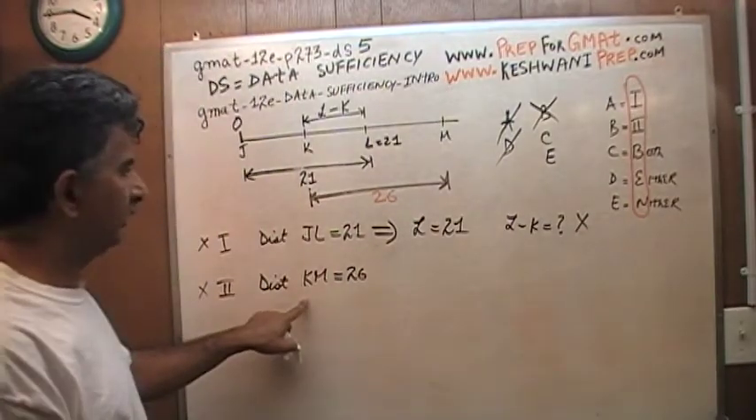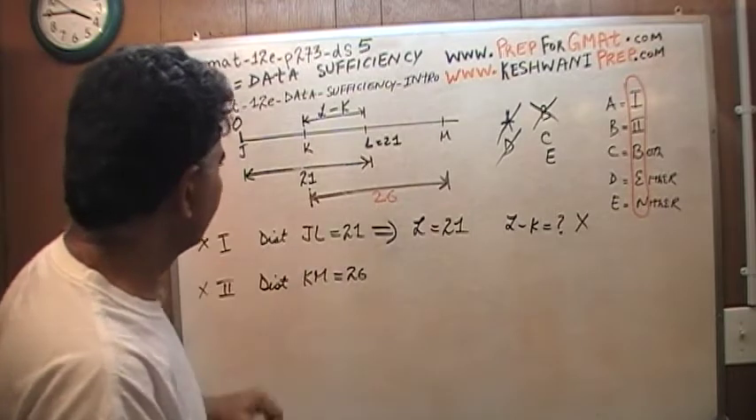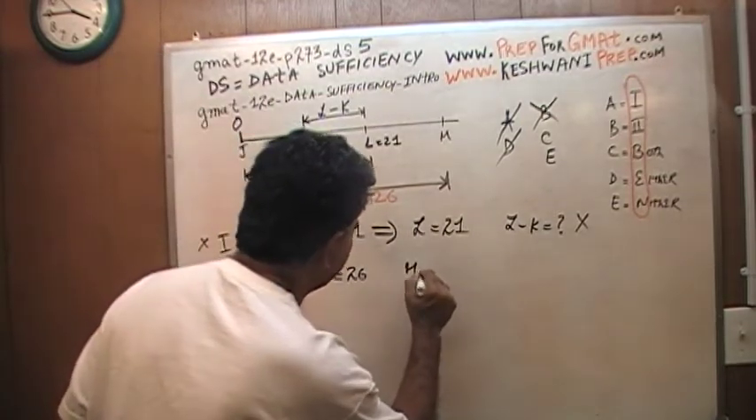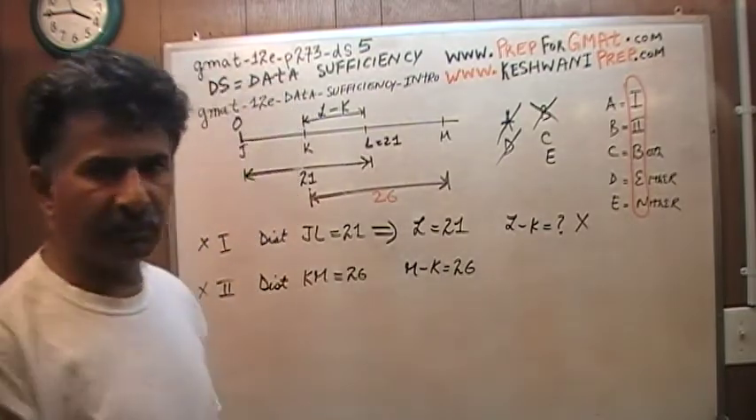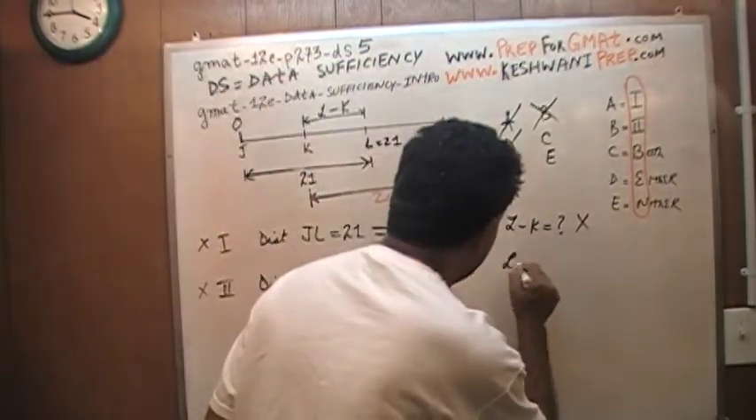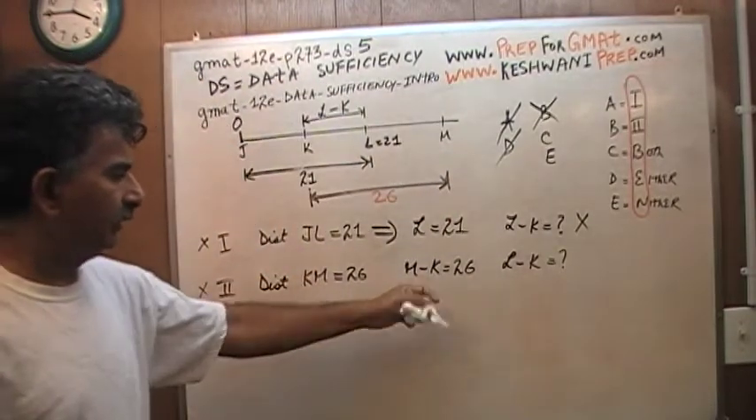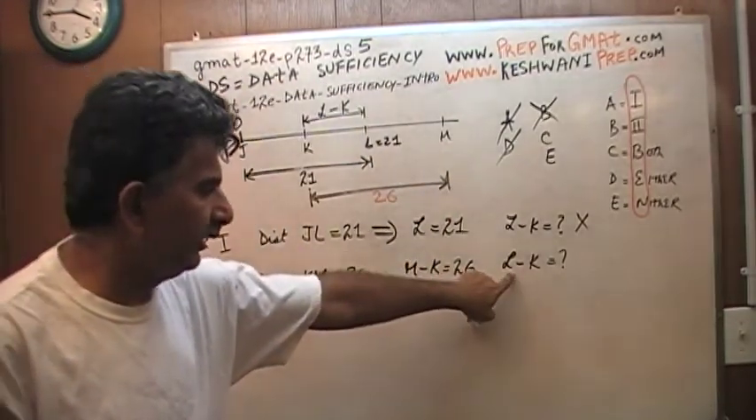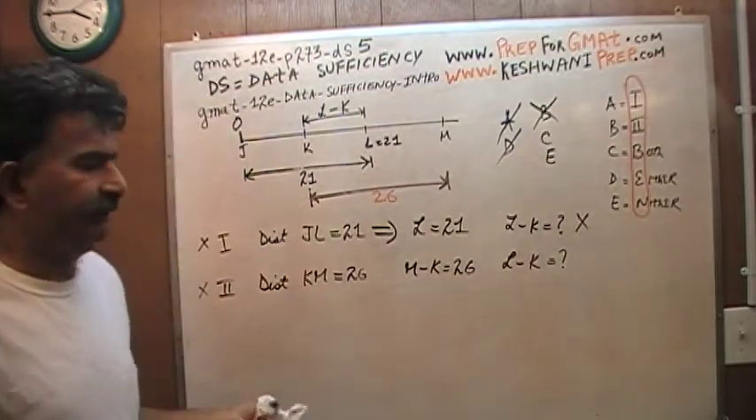In the second statement, they go on to tell us that K to M is 26, which is the same as saying that M minus K is 26. Well, if you tell me that M minus K is 26, can I answer this question, L minus K? Of course not. How can I figure out L minus K based on this information? You can see algebraically that it doesn't help us.